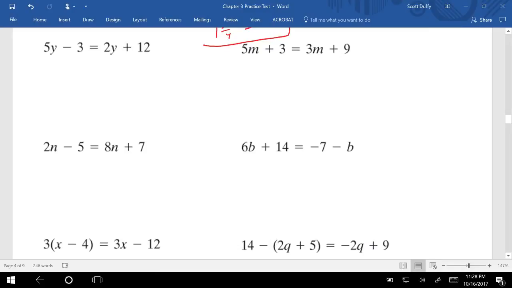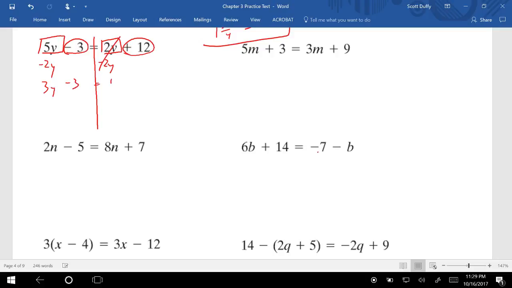We're moving on to the part where we have to move multiple terms. So this is where I like to make the letters go to the left, realizing that this is a letter and this is a letter, and the numbers moving to the right. So I'm going to subtract 2y's to bring it over here. 5y minus 2y is 3y minus 3, and that equals 12.